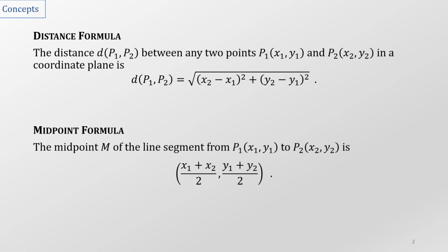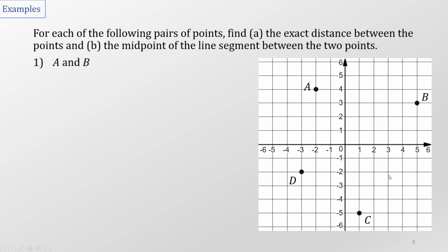The midpoint of the line segment between 2 points is given by the average of their coordinates. So the x coordinate of the midpoint is the average of the x coordinates, and the average of the y coordinates of these 2 points gives the y coordinate of the midpoint. So let's use those formulas to do some problems here.